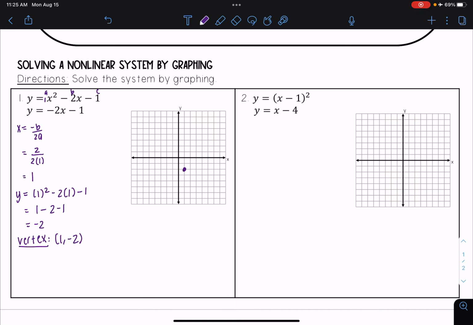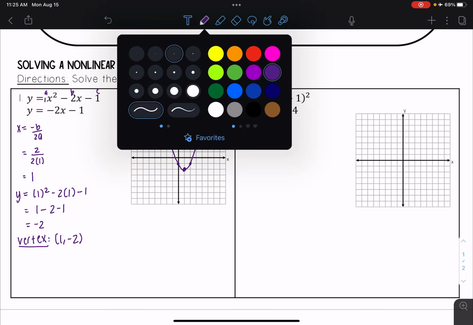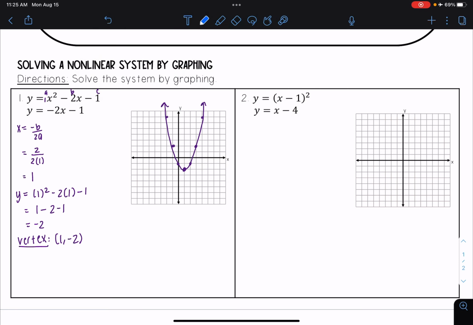And then we can use our 1, 3, 5 rule to create other points. Since my a is just 1, I can just use 1, 3, 5. I don't have to multiply it by anything. So that means I'm going to go up 1 over 1 on both sides of my vertex. And then up 3 over 1. And then up 5 over 1. And then draw my parabola. Okay, so we have our parabola graphed.